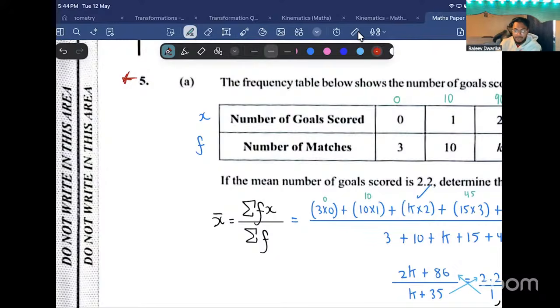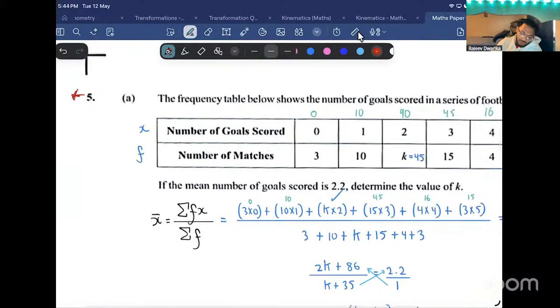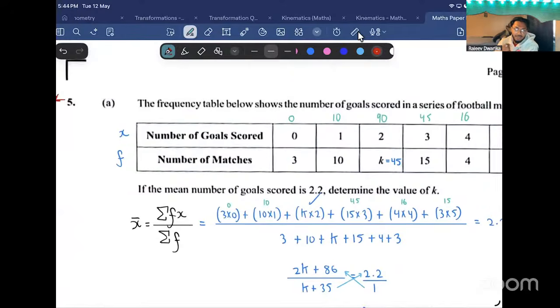Remember, F is the frequency. It tells you the amount of the variable that occurs. So if you see number of matches, you think frequency, because in every single match you would score points. You'd score a goal. So number of matches is frequency and number of goals is X.